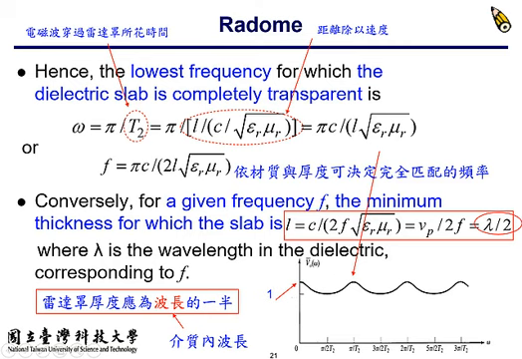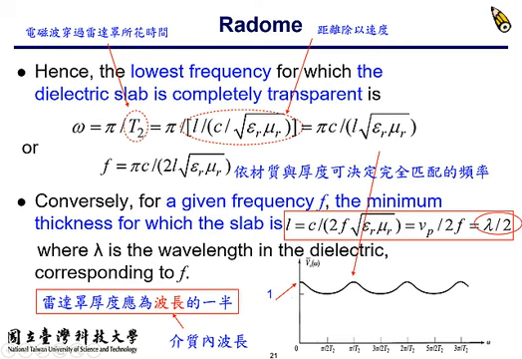That is, the frequency omega equals pi over T2. Now T2, as the name suggests, is a time delay. However, the time delay is associated with what? It's associated with the thickness of the radome, the length of the transmission line.